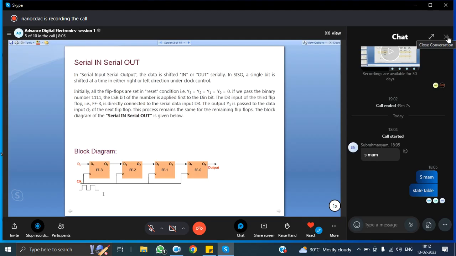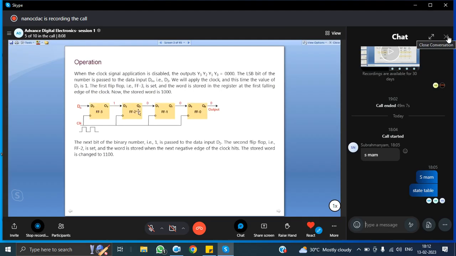Now I am passing a binary number, initially 0000 only. I am passing the binary data D3 equal to 1. So when I give D equal to 1, the first flip flop is set, and the word is stored in the register on the first falling edge of the clock. Now 1000 during the first clock cycle. Whether it is negative edge or positive edge, in the first clock cycle only D3 will be stored with 1. So D2, D1, D0 will be 000.